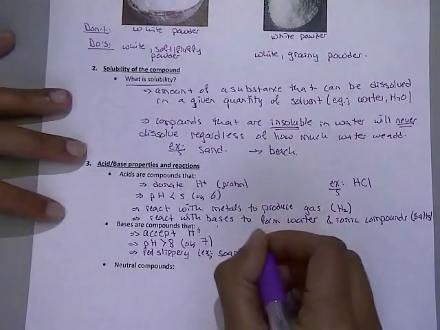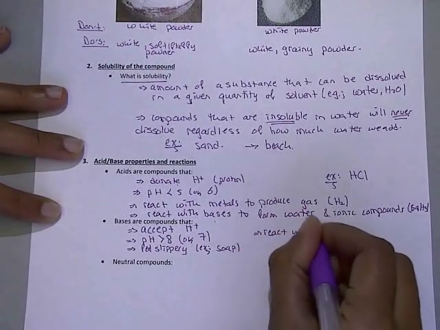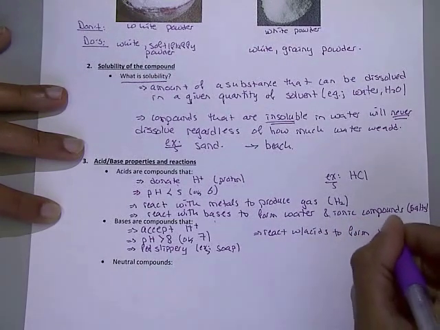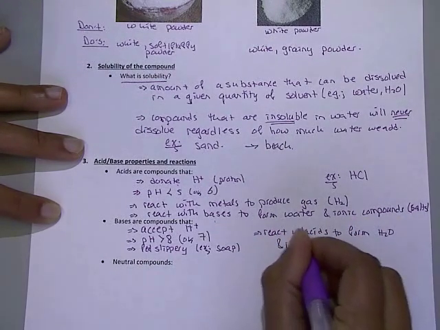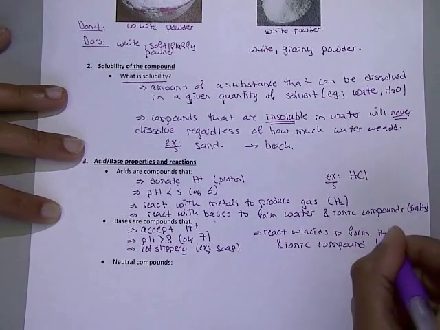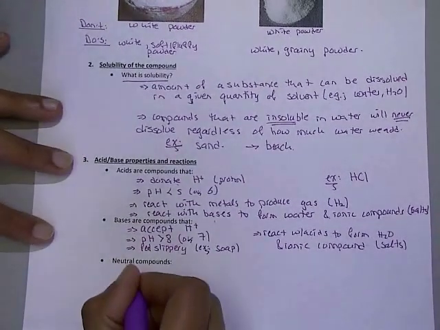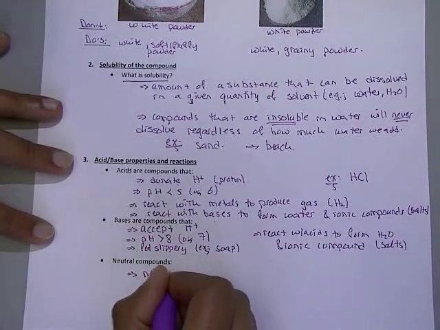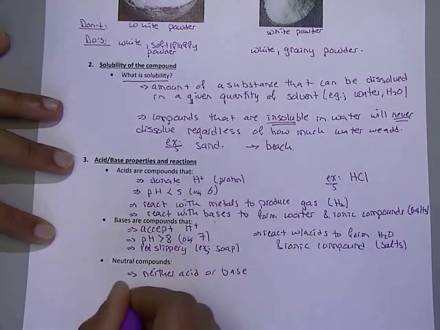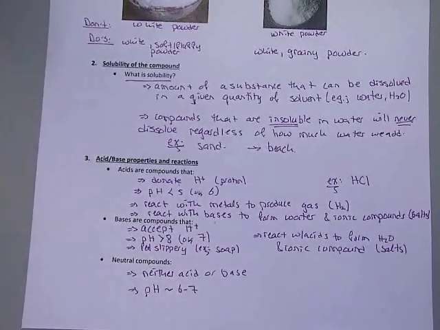And similarly to acids, bases react with acids to also form water and an ionic compound. And again, we oftentimes refer to these ionic compounds as salt. Now, neutral compounds, well, as the name says, they're neither an acid or a base, and they usually have a pH in the range of 6 to 7-ish, okay?